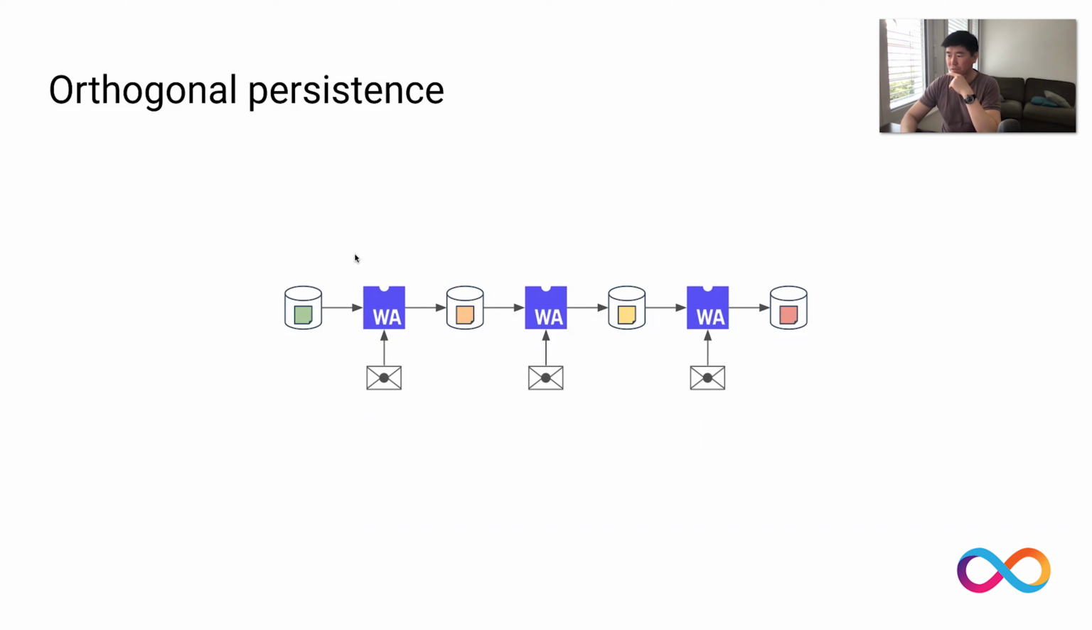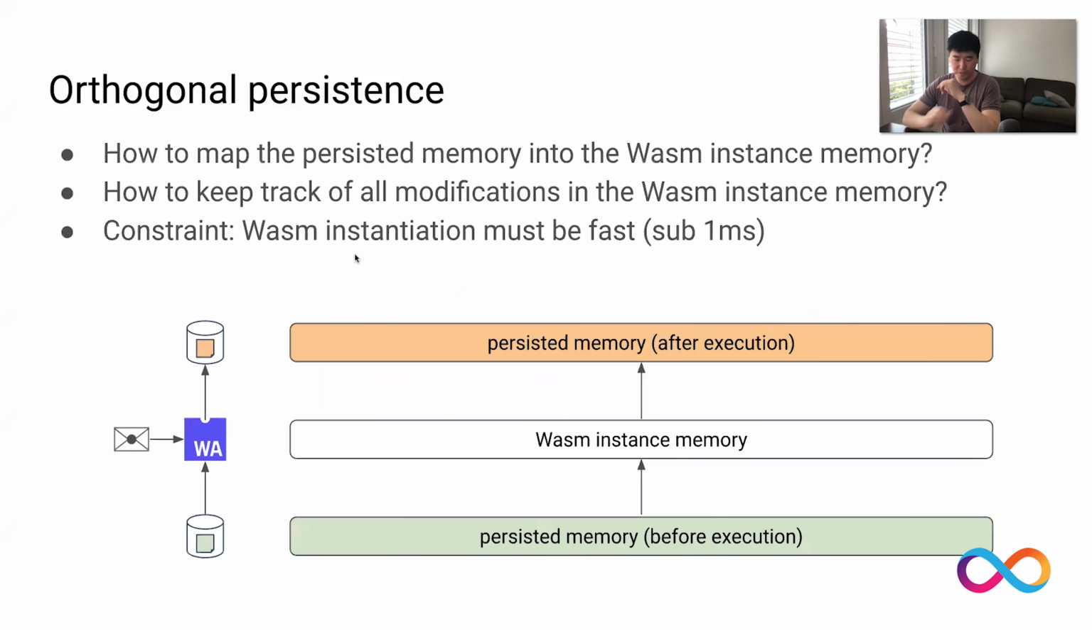Now I'm going to look under the hood and show you how orthogonal persistence is currently implemented. Any implementation of orthogonal persistence needs to answer these two questions. First, we have the persisted memory of the canister. How are we going to map it to the memory of the WebAssembly engine corresponding to that instance?